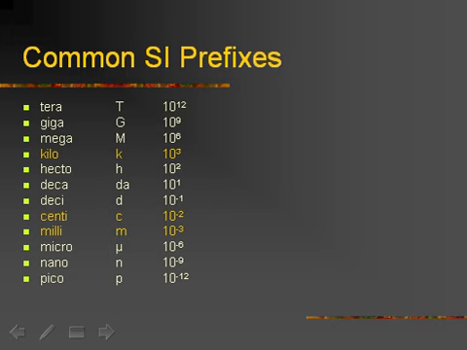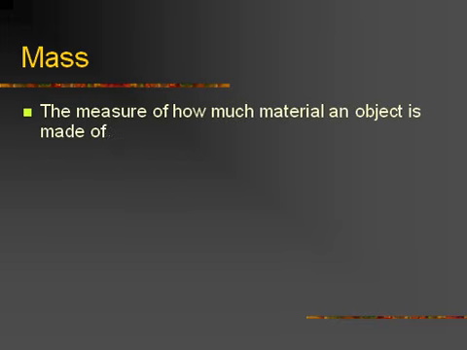The 3 that we'll be using over and over again are the kilo, the centi, and the milli prefixes, and you've probably heard of all those before. Especially heard of all of them when you talk in terms of distance. Now let's talk about mass. Mass is the measure of how much material an object has, how much stuff is in it.